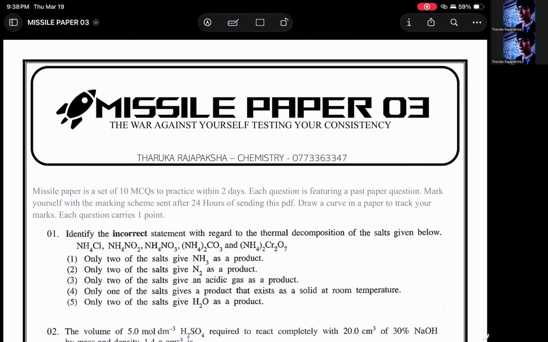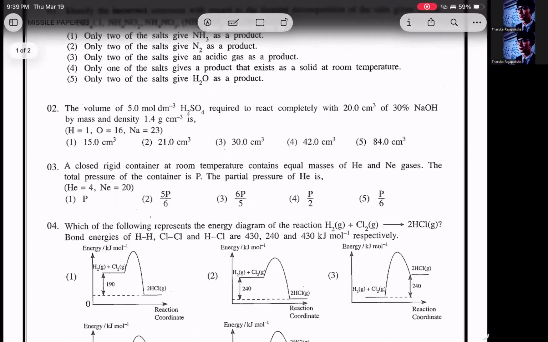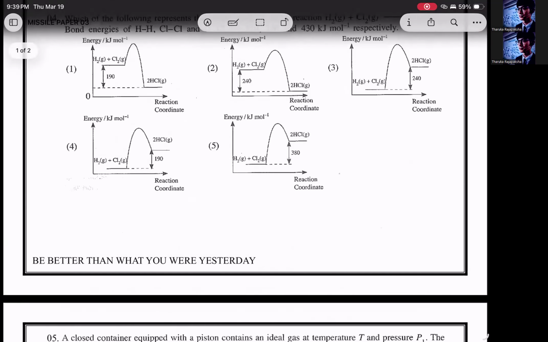Right, you're joining with the missile paper number 3, the war against yourself, testing your consistency. Actually, I couldn't put the recording of this discussion up yesterday because of some university work. So today I am doing the recording for you right now at 9:39 because I want to complete this today. So first of all, let's go for the easy questions. That means the statement type questions.